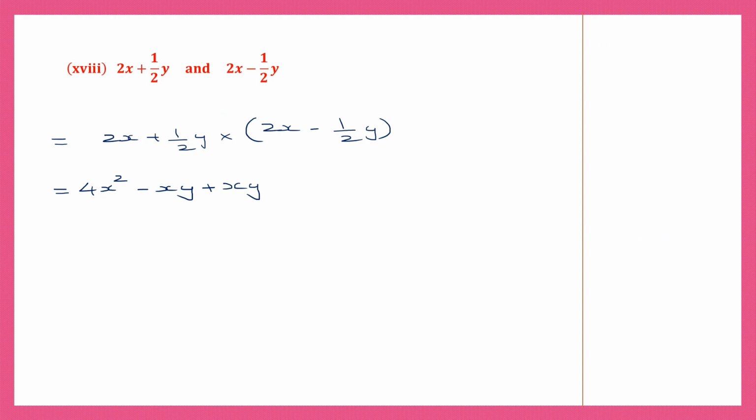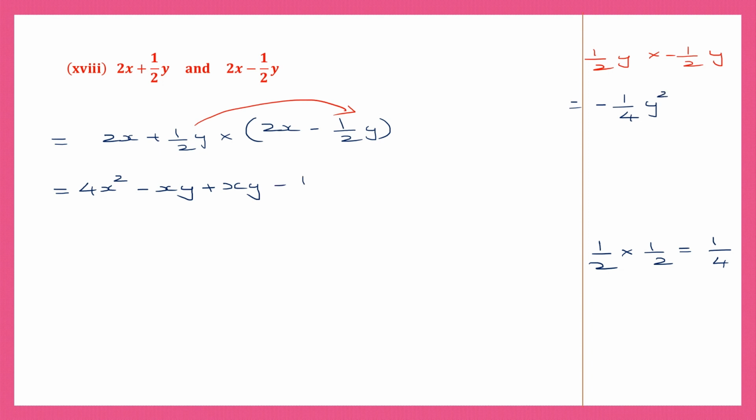Now we're going to multiply plus 1 by 2y into minus 1 by 2y. So minus into plus is minus. So the sign is minus. Now we multiply the numbers, that is 1 by 2 into 1 by 2. Nothing to cancel. So numerator is 1, 2 2's are 4. So that is 1 by 4. Now the y is y to the power of 1 plus 1, which is y to the power of 2. So what do we have there? Minus 1 by 4 y square.